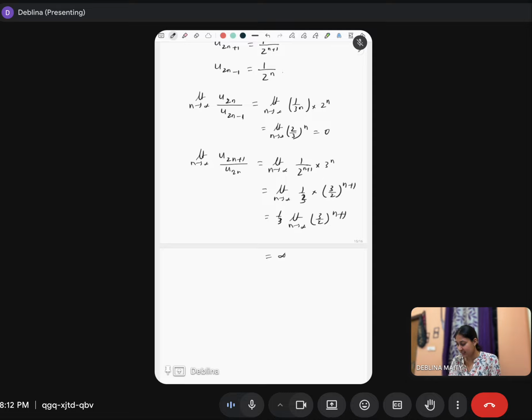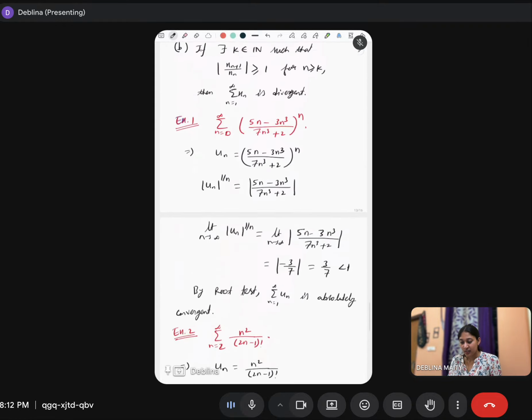So what we are seeing is that the limit supremum of un plus 1 by un is infinity and the infimum value is 0, right? Because we are getting 0 and infinity, the supremum has to be infinity and the infimum is 0.